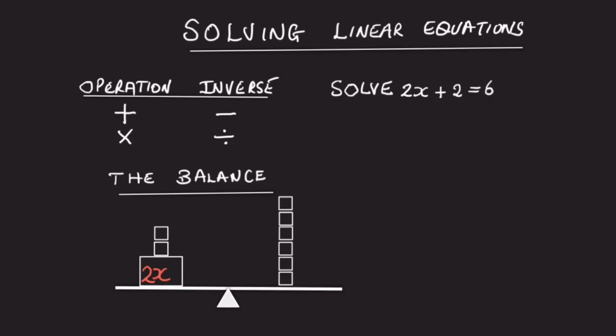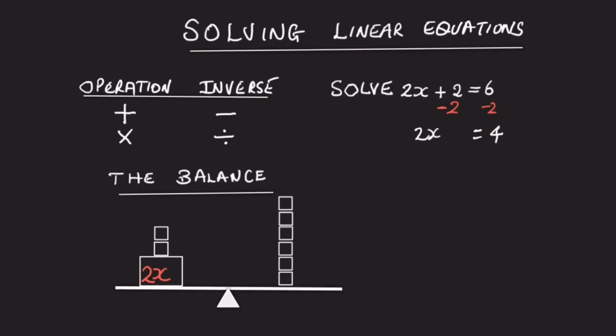Okay, so the first thing I'm going to do is to remove that plus 2. The opposite of adding 2 is taking away 2. So I'm going to take away 2 from both sides of my equation. So I'll put a minus 2 there, a minus 2 there. What does that leave me with on the left-hand side? Well, the 2 and the minus 2 will cancel each other out, so I'm left with 2x, and then 6 take away 2 will give me 4.